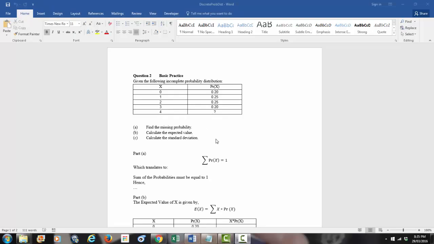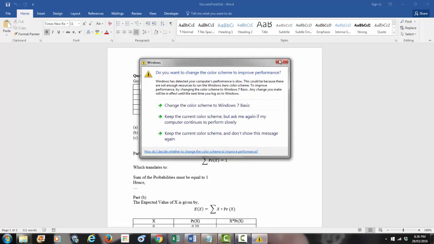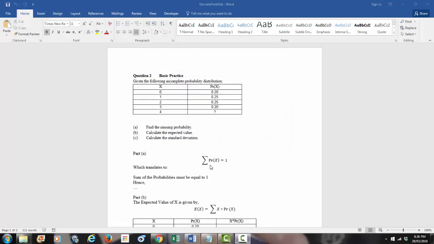In order to solve this, we just use a fundamental principle of probability theory, which says that the sum of the probabilities has to be equal to 1. So in a given sample space, if there is a set of events that can occur, if you then ascribe probabilities to each of those events, and you add up all of those probabilities, they have to be equal to 1.